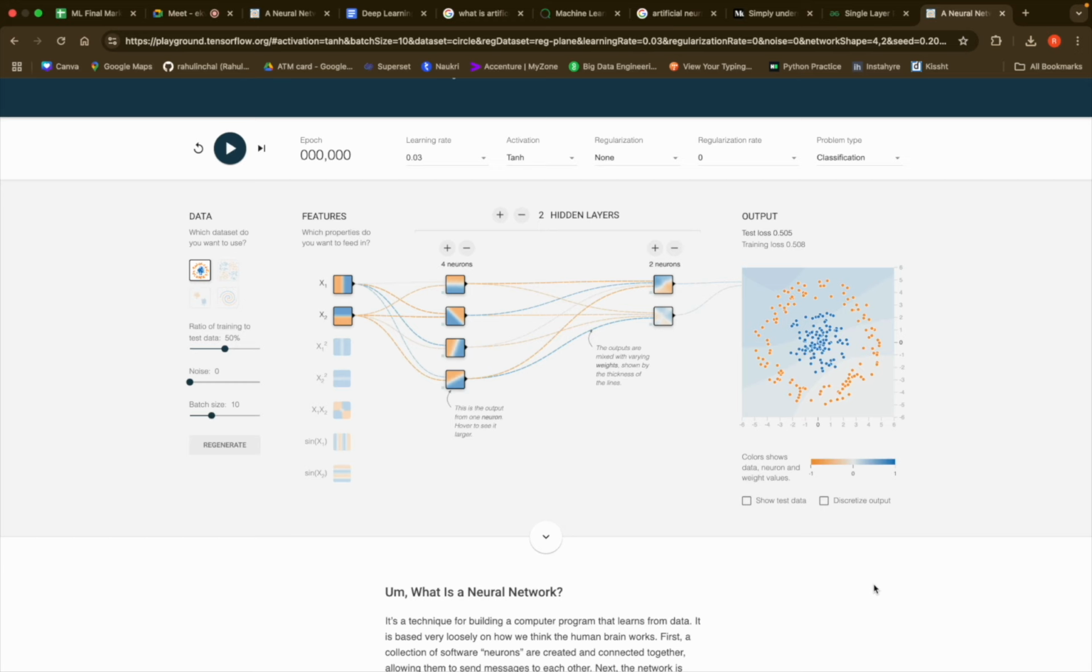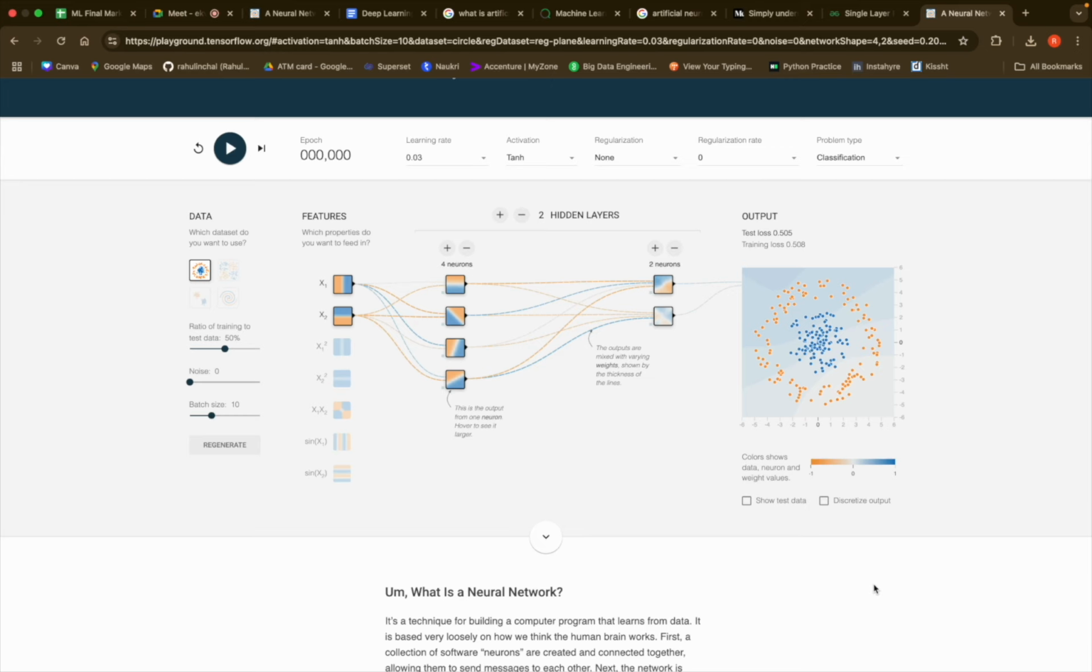Just search for TensorFlow Playground or deep learning playground. This website is designed by TensorFlow itself. So you know, wherever you have to perform any classification on an image dataset or any unstructured dataset, we have to go for deep learning. And in deep learning we use TensorFlow and Keras. Keras is built on top of TensorFlow, and both the libraries are developed by Google itself.